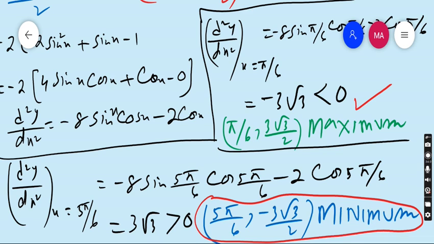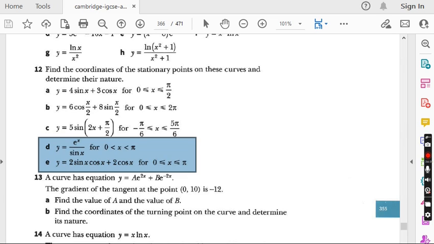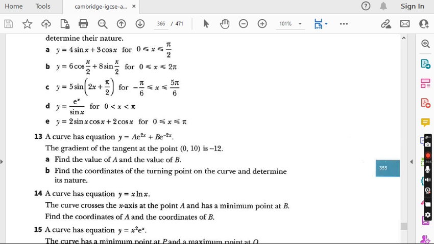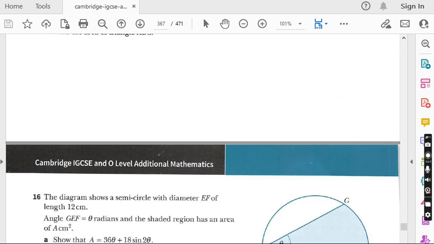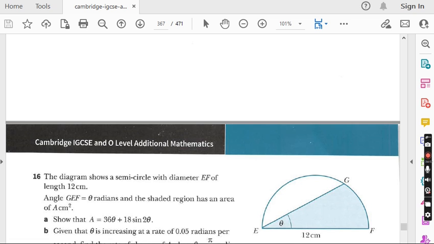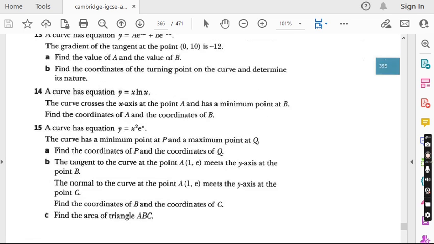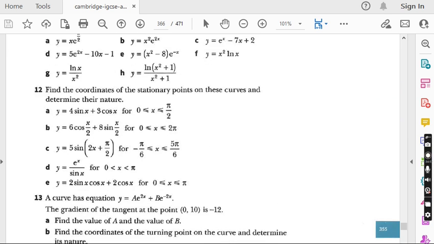So, students, this is our today's class where we finish the whole question number 12. Very important question. Each and every part is very important. How many questions are left? 13, 14, 15 and 16. I will finish all these 4 questions in a single lecture.